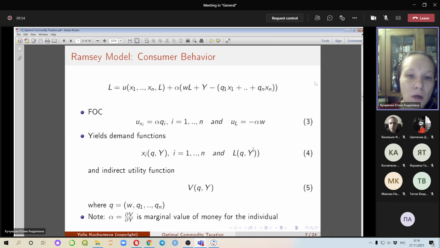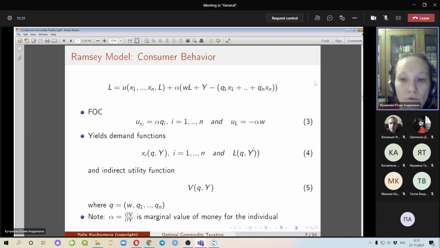When we take the derivative with respect to xi, we will have the derivative of u with respect to xi equal to the Lagrange multiplier alpha multiplied by qi. And this is for all i from 1 to n. And the last first order condition is the derivative of u with respect to L equal to minus alpha W.